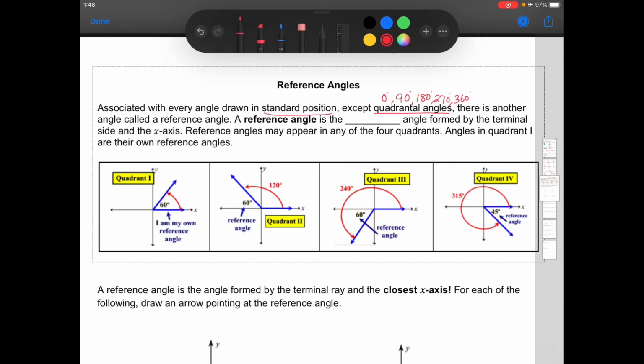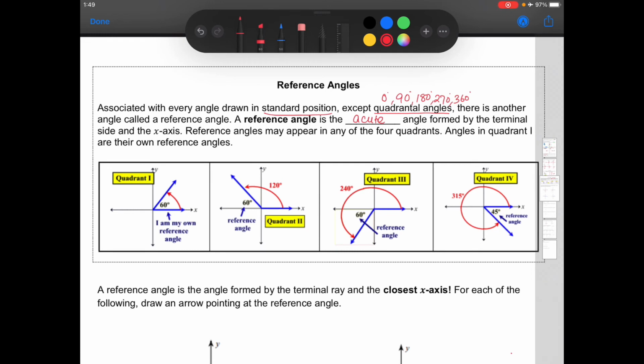I know you've been hearing these words for the first time, but the more we use this language, we will get better with it. There is another angle called reference angle. A reference angle is the acute. Do we remember what acute means? Acute means something that's less than 90 degrees. So I'll read again. A reference angle is the acute angle formed by the terminal side and the x-axis. Reference angles may appear in any of the four quadrants.